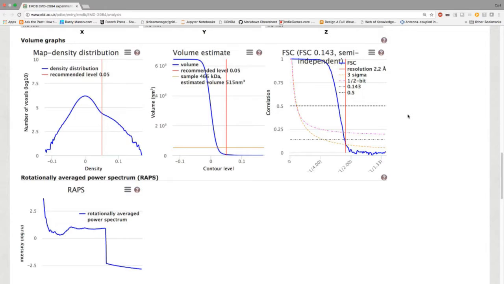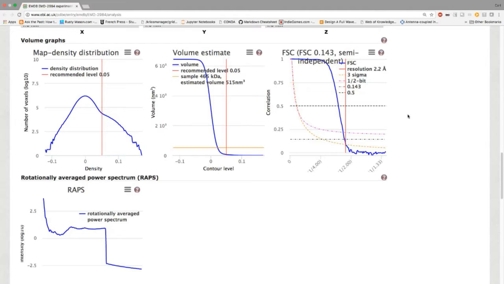So that just gives you the distribution of density points for the map. There's a volume estimate graph. So here in red is the recommended contour level. The sample is here. So in this particular case, they recommended a contour level that's maybe a little higher than you would actually want if you wanted to cover all the sample volume.